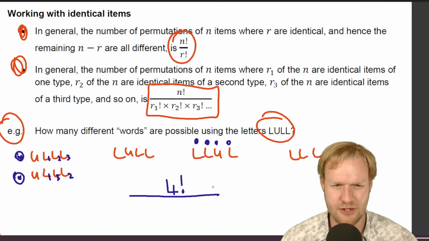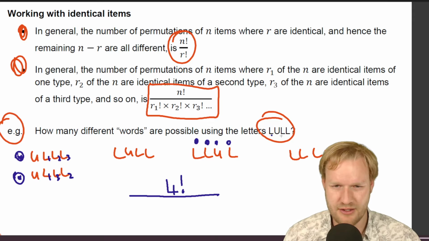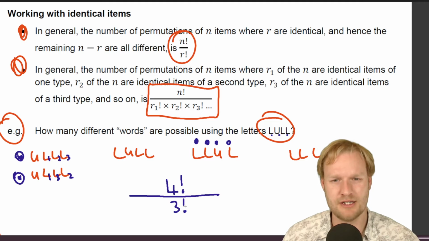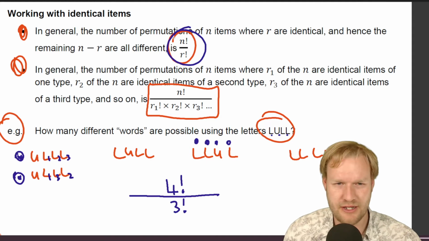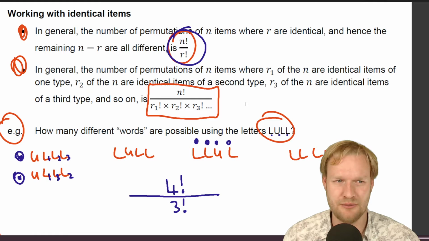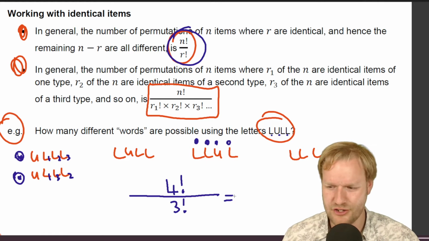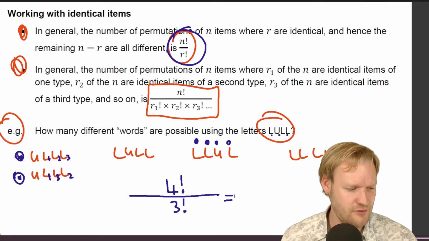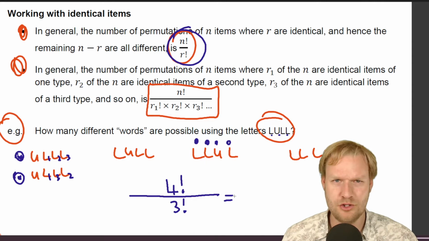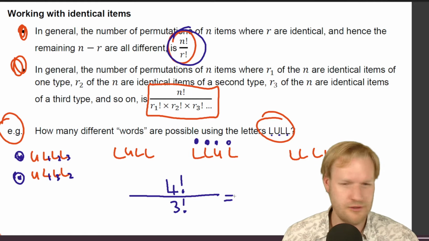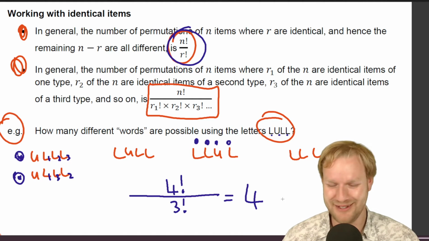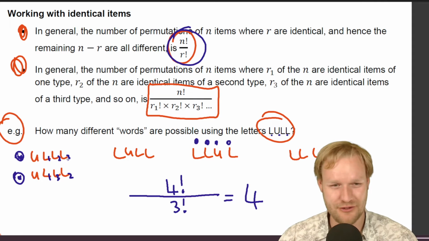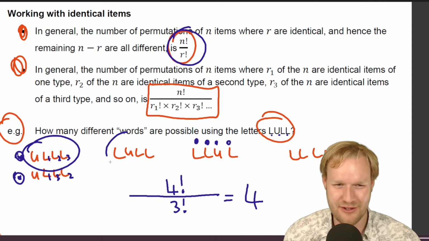Then, to compensate for the fact that we've got repeated letters, we're going to say the L is repeated 3 times. So on the denominator, we're going to write 3 factorial. So basically, we're using this formula over here. Punch that into your calculator. What do you get? Okay, well, I hope you got 4, because I got 4 as well. Yay! I hope it's 4, because we saw there were 4 there.